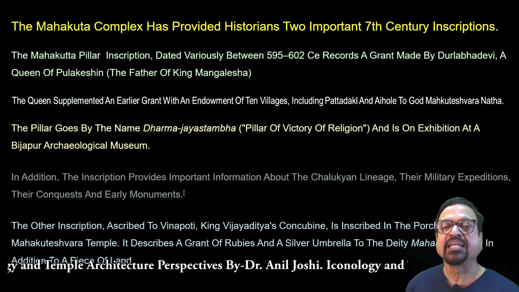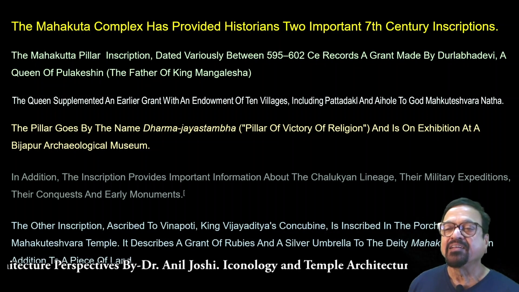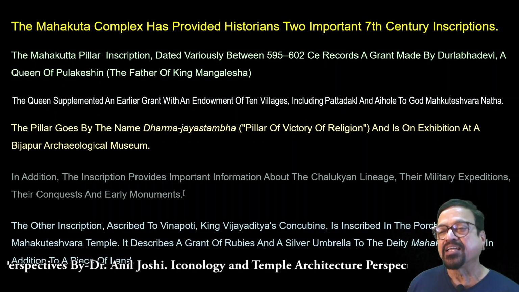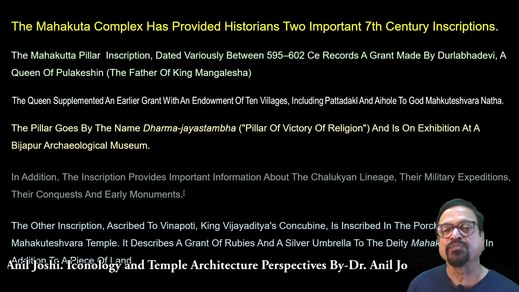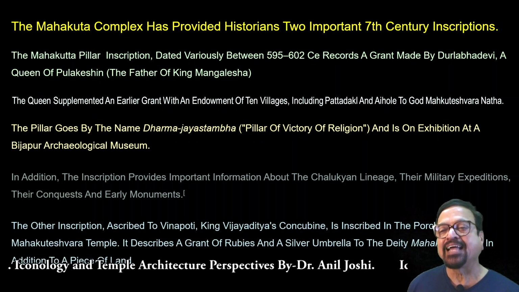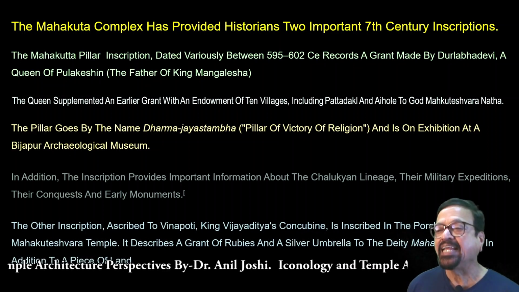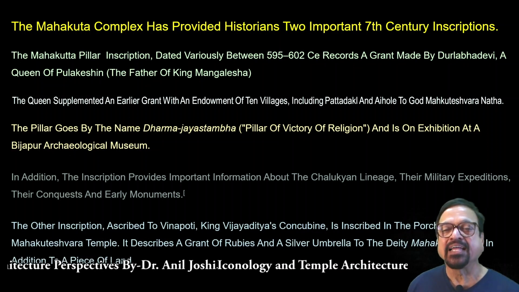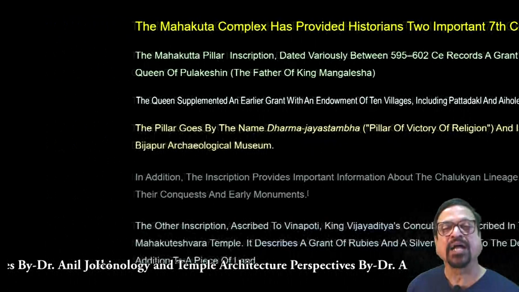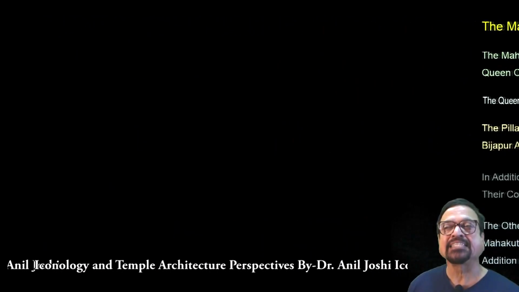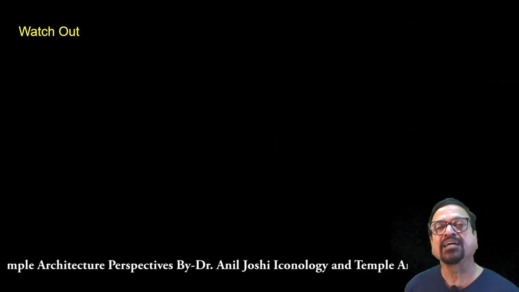The other inscription, ascribed to Venapoti, King Vijayaditya's concubine, is inscribed in the porch of the Mahakoteshwar temple. It describes a grant of rubies and a silver umbrella to the deity Mahakoteshwara, in addition to a piece of land. So a piece of land and ornaments were also given, and that inscription has been mentioned, but most of the inscription describes the donations.